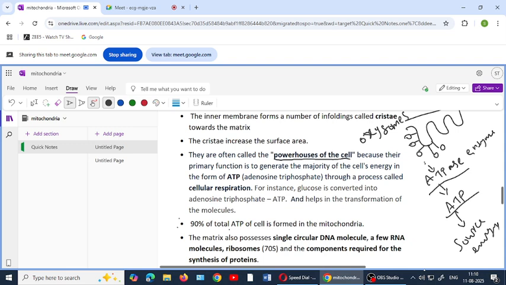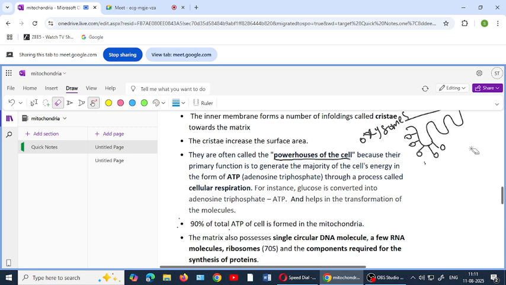ATP, that is adenosine triphosphate. This is the main product of what? Cellular respiration. What is cellular respiration? Do you know cellular respiration? Yeah, respiration of cells. But how are the cells respiring? What happens in cellular respiration?